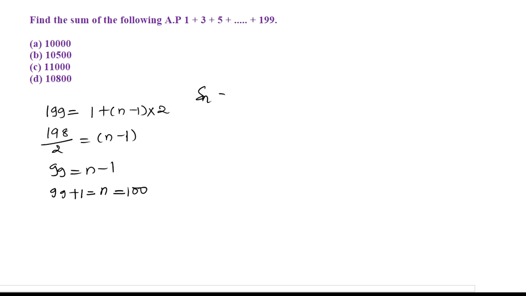So what is the formula to find Sn? Sn is equal to n by 2 bracket a plus l. l is the last term. What is n? 100. Divide by 2. a is 1. And what is the last term? 199.